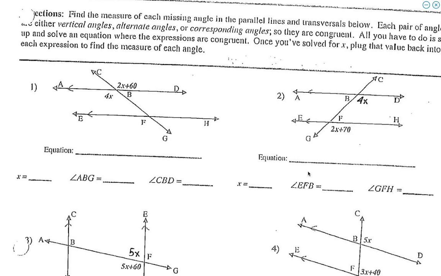Really, I don't think the problems get any more unique from here on. Same idea. We want to understand, should we set those equal to each other, or should we be adding those up to equal 180?